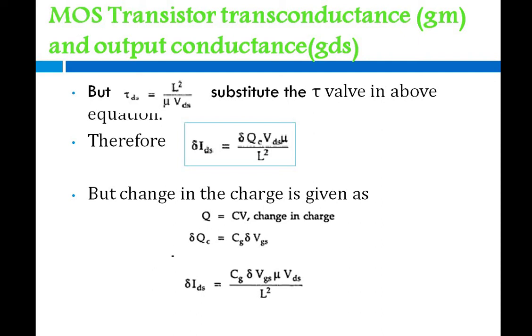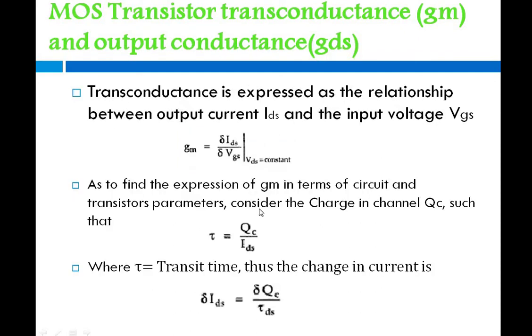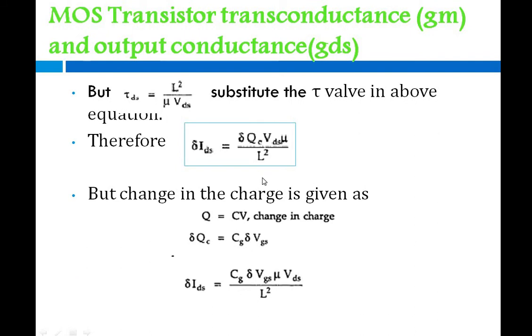We'll substitute this transit time value in your current equation. What is the current equation? IDS is equal to delta QC divided by tau ds. What is tau ds? L square by mu VDS. This term will go upside. So what equation do I get? Delta IDS is equal to delta QC VDS into mu divided by L square. So this is the equation for your IDS.